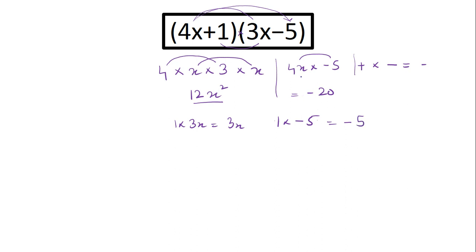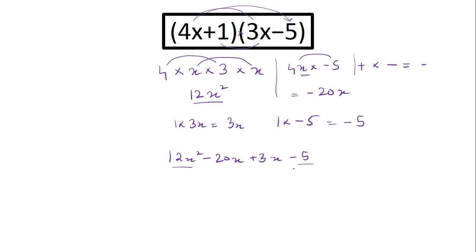Now, here 4 times negative 5 was negative 20. I forgot to write the x, so x just comes as it is. So 4x times negative 5 gives me negative 20x. Now if I sum it up together and write it as one single equation, I have 12x squared minus 20x plus 3x minus 5. If this whole splitting up part confuses you, you can just simply write them in this one single equation from the very beginning. You just do 4x times 3x, which gives you 12x squared, then 4x times negative 5, negative 20x, then 1 times 3x gives you 3x, and then 1 times negative 5, negative 5.